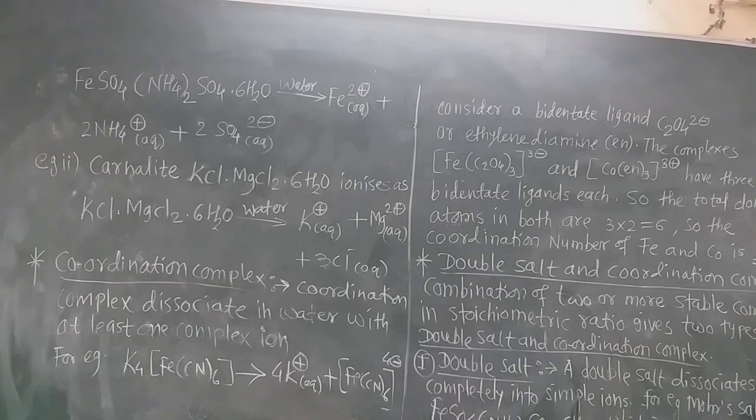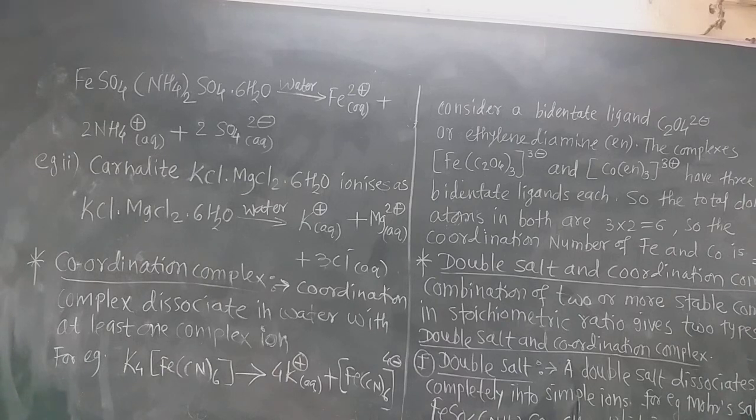Now you know that in double salt, what is there in double salt? There is the dissociation of the double salt in water completely into the simple ions. More's salt, that is ferrous ammonium sulfate, in water ionizes as shown on the blackboard. See there, Mohr's salt FeSO4(NH4)2SO4·6H2O when ionized in water gives 1 ferrous ion, 2 NH4 ammonium ions and 2 sulfate ions. All ions get separated and 6 water molecules are there.